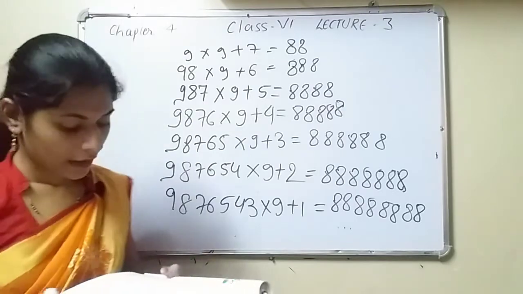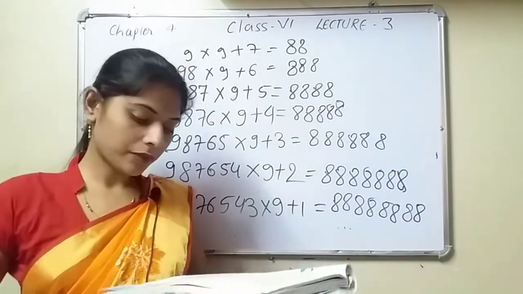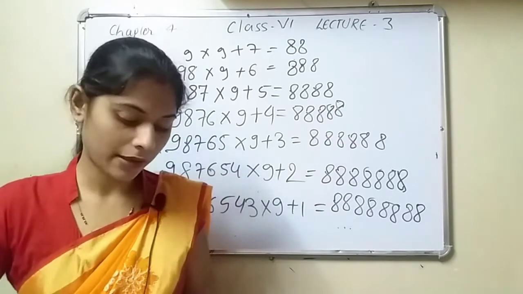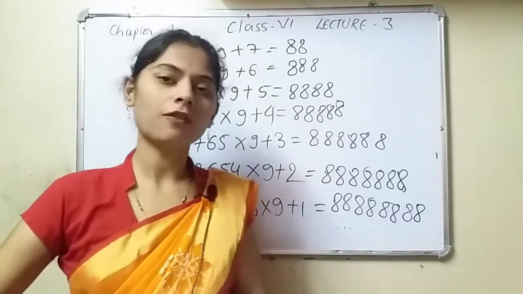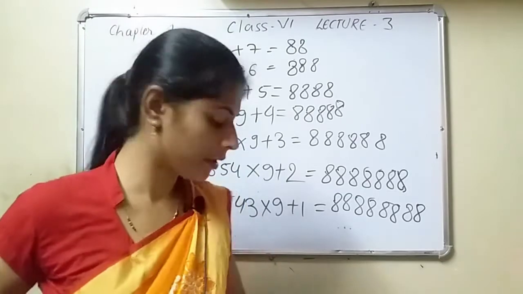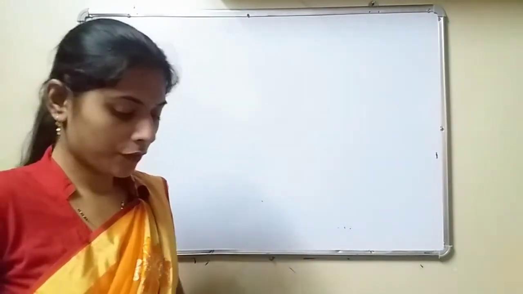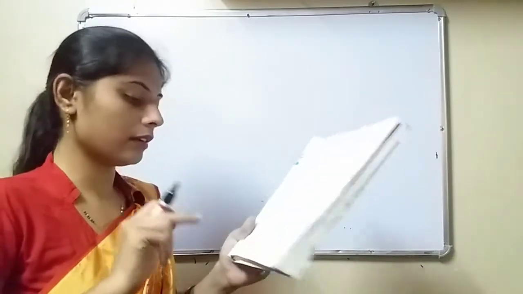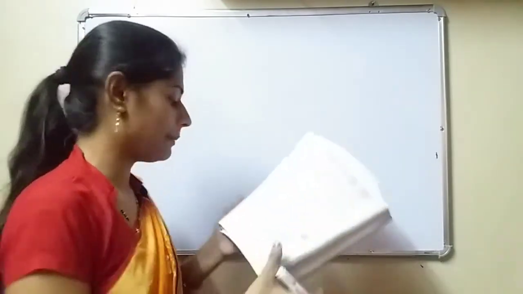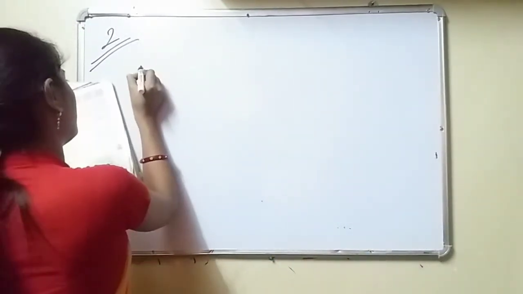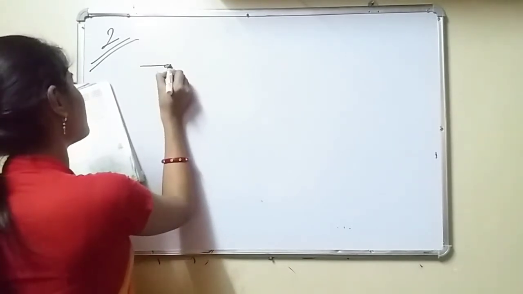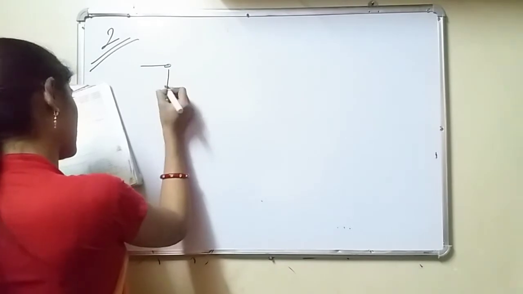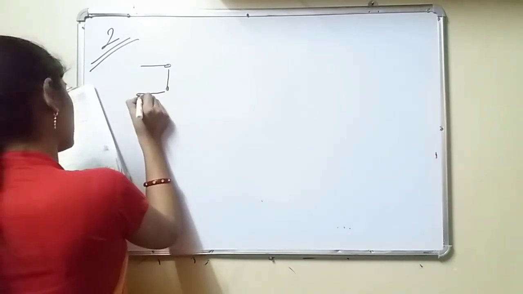Now see, question number 2. Observe the pattern of the squares made with matchsticks and then complete the table that follows. Question number 1 that you have to write in your notebook. See in the second column, one table is given here. Observe, that is a matchstick. Here is the matchstick. Here is the matchstick.